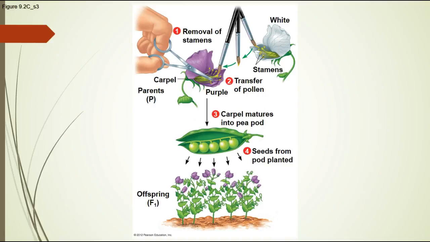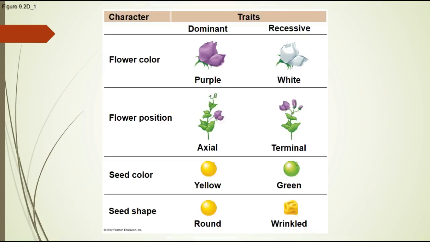When those seeds were planted, what he found was, instead of having pea plants with light purple flowers, they were the same purple as the original purple flower plant, and all of them were purple and none of them were white. So it looked as if the white characteristic had disappeared.